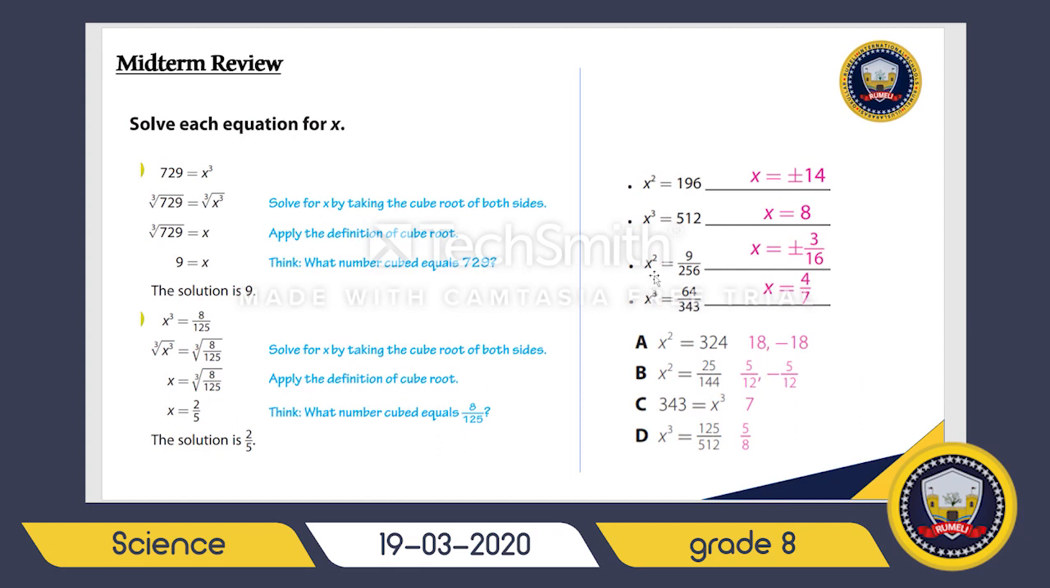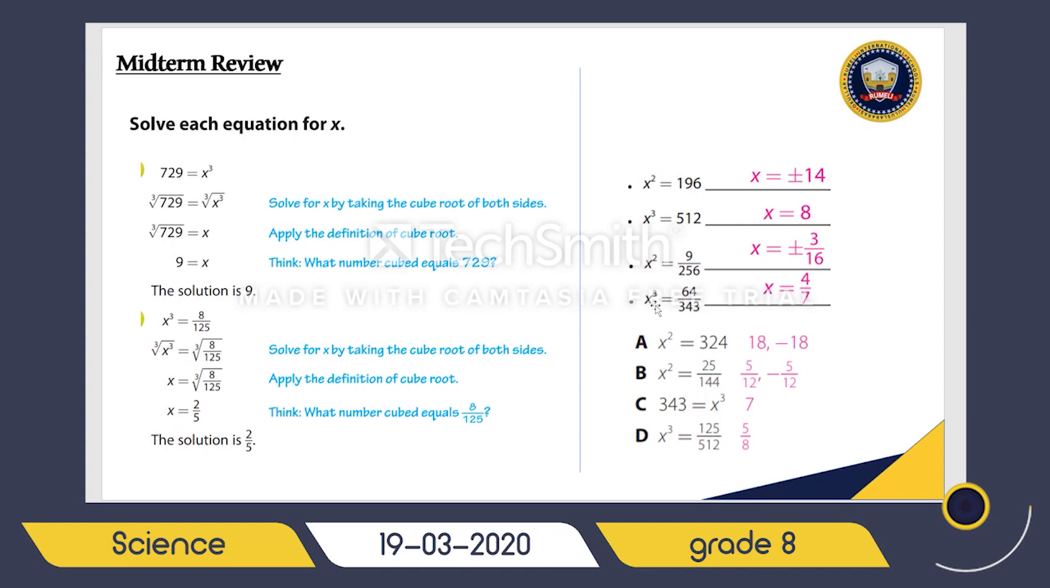Another one, x squared equals 9 divided by 256. What is my x here? Take the square root of both sides. So the square root of 9 is 3. The square root of 256 is 16. Since this is a square root, we have two values, plus minus 3 over 16.